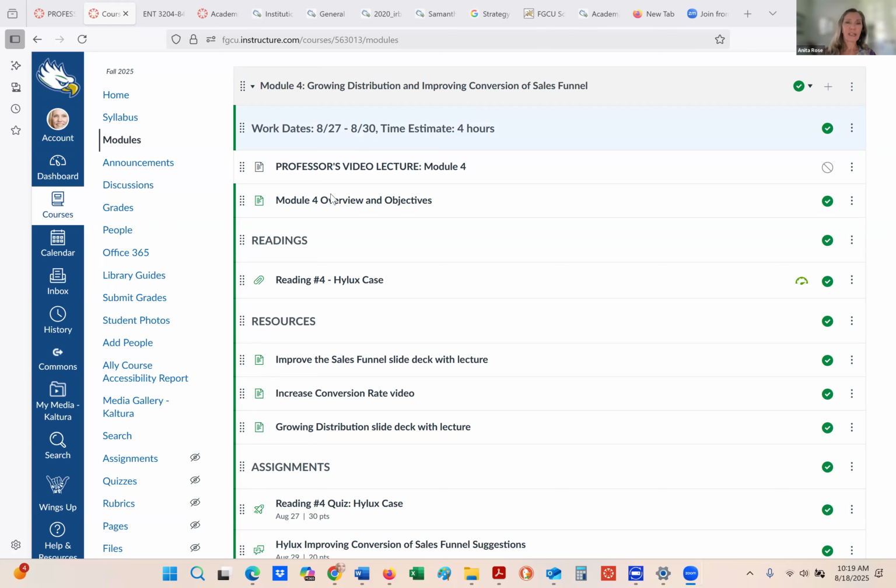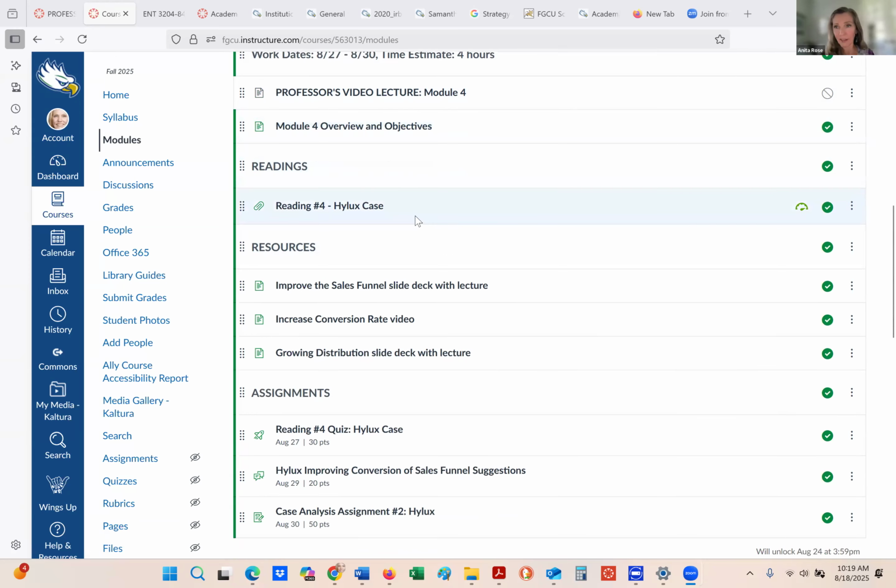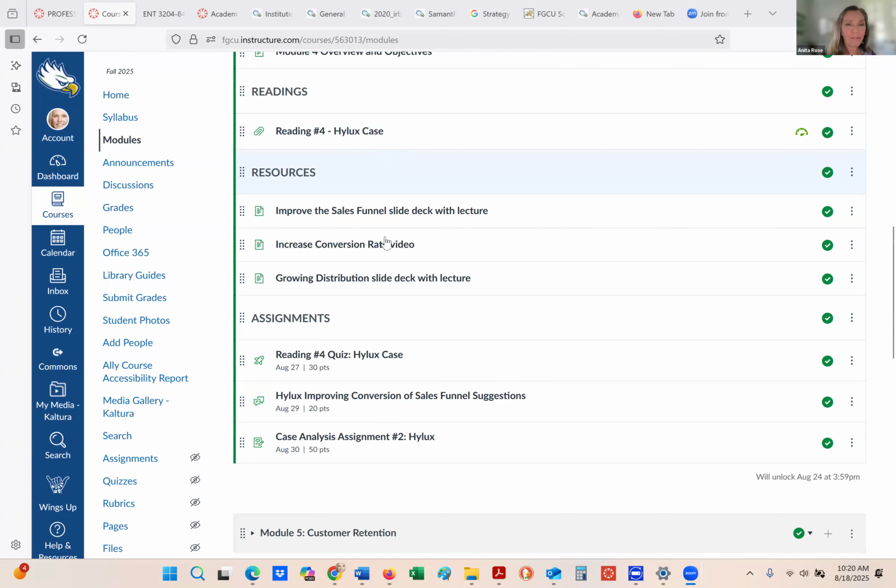And we have, again, the learning objectives and the alignment to the course content. We have one reading here, which is the case study. Now, this is similar to Module 3 with the GoPro case study. Here is the Hilux case study, which is really interesting because this is a company that an entrepreneurship student started at another university. So I think you might be able to resonate with that a bit.